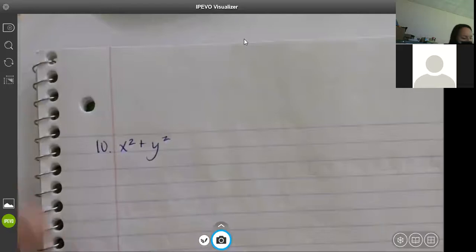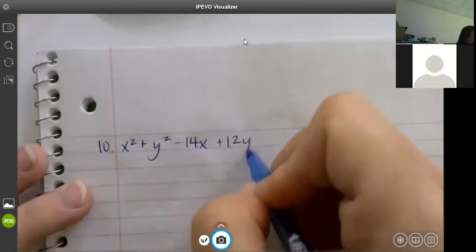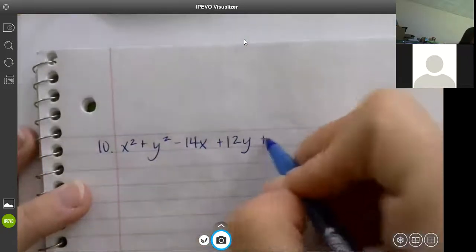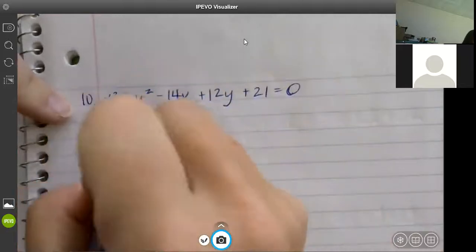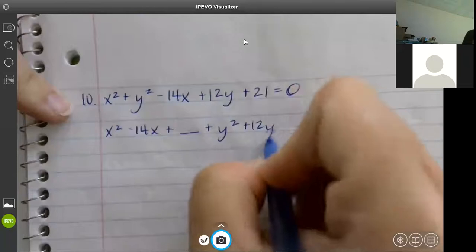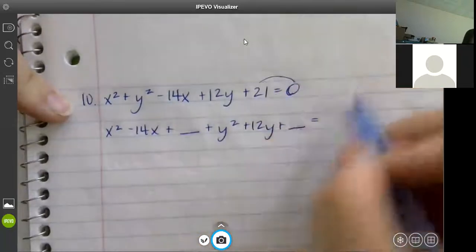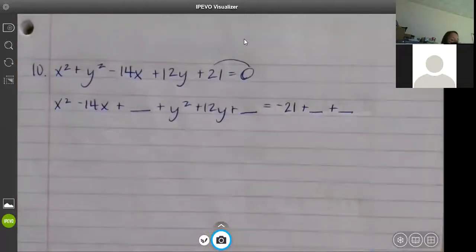Number 10 is x squared plus y squared. Eventually we will have numbers in front of that, just forewarning you, just not today. Minus 14x plus 12y plus 21 equals 0. All right, put your x's together. X squared minus 14x plus blank plus y squared plus 12y plus blank. Move your 21 over and put your 2 blanks in. You do not have to show the work for the blanks. I just like to show you so that's what it is.